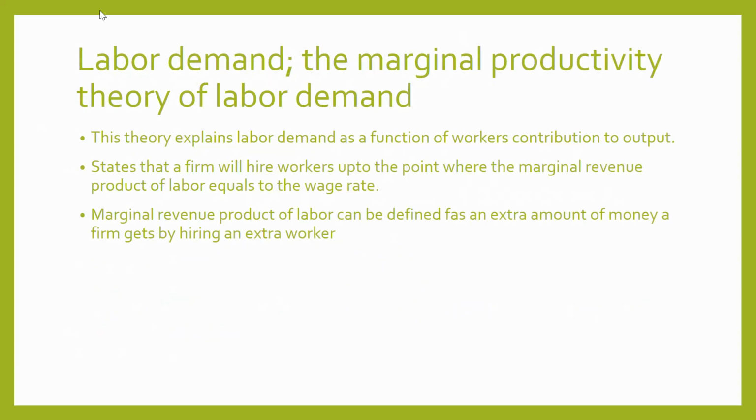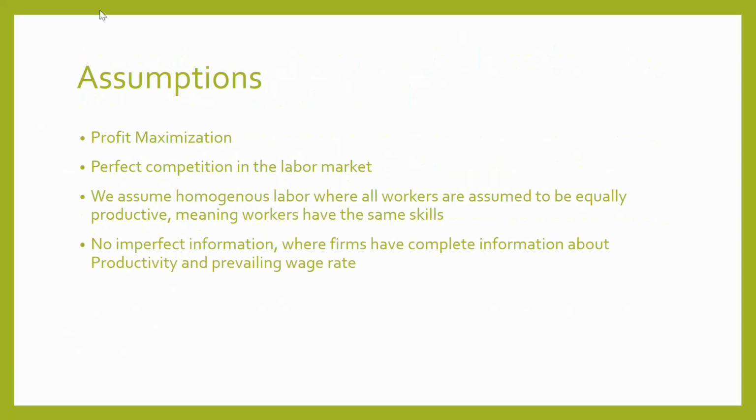Then we have the second theory, which is labor demand. For labor demand, we have the marginal productivity theory of labor demand. This theory explains labor demand as a function of workers' contribution to output. It states that a firm will hire workers up to the point where marginal revenue product of labor equals the wage rate. The marginal revenue product of labor can be defined as the extra amount of money a firm gets by hiring an extra worker.